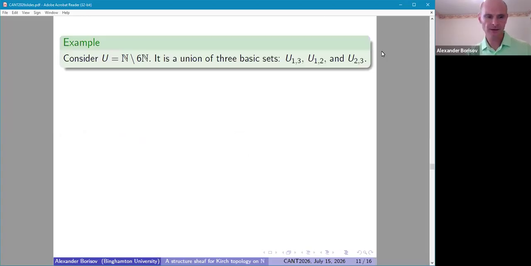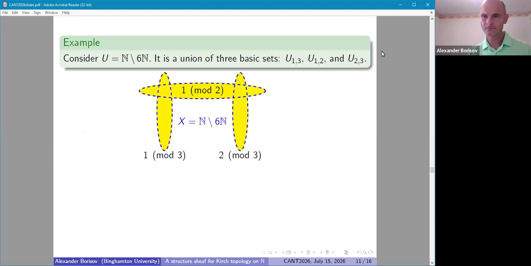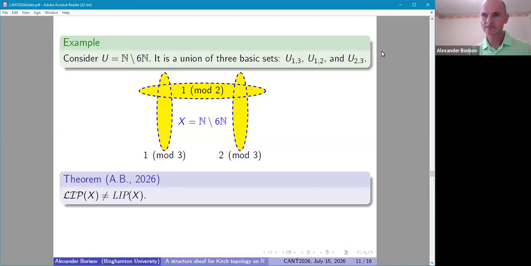Now, this example goes beyond the star-like sets. N without 6N is a union of three basic sets: 1 mod 3, 1 mod 2, and 2 mod 3. So it's a connected, open set in the Kirch topology. It is not a star-like set. For a while, I wasn't sure if every locally lib function on this is lib. Now I know the answer, it's not. This is a fairly tricky theorem. One has to be careful, basically, to grow the counterexample from finite to infinite.